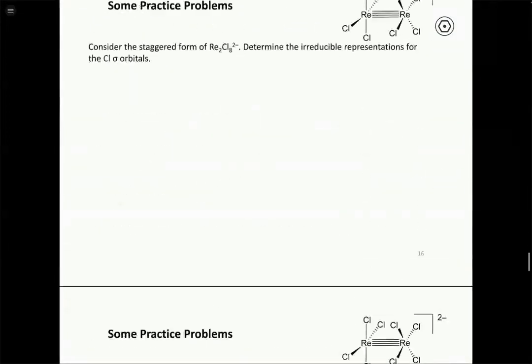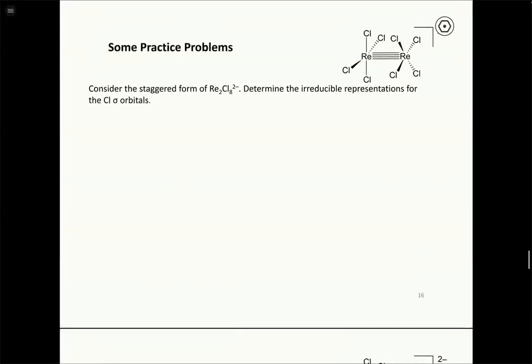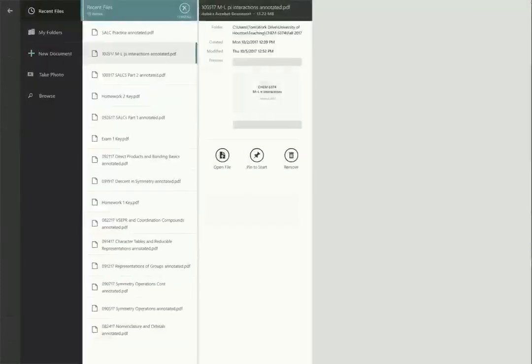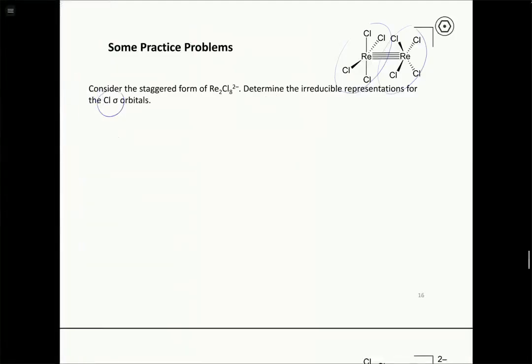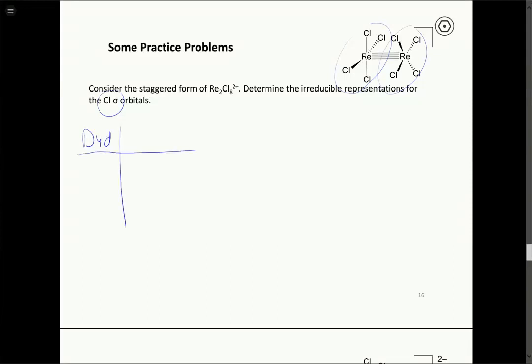One other practice problem, let's do the sigma SALCs for the chlorine atoms in this bimetallic here. So we essentially have 2 staggered square planar fragments, and we want to understand then the molecule symbols for the sigma SALCs that are formed from these. So this is going to be the D4d point group. Remember, when we have staggered arrangements like this, we want to think of Dnd as sort of our first guess, and this is in fact D4d.